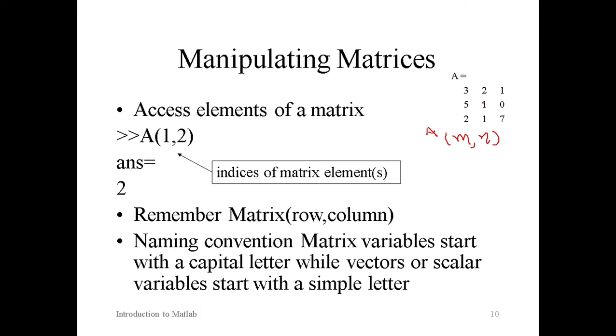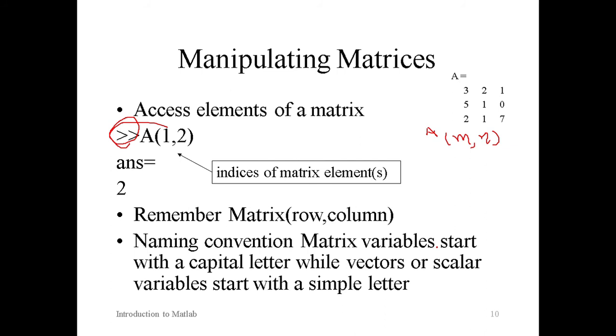So the answer will be 2. Still I am writing in the command window, that is why this prompt icon is here. Whenever this icon is here, it means I am writing in a command window. So you have to remember the matrix, whatever the matrix here, the matrix is A, that is why A is inserted into the bracket as row comma column.